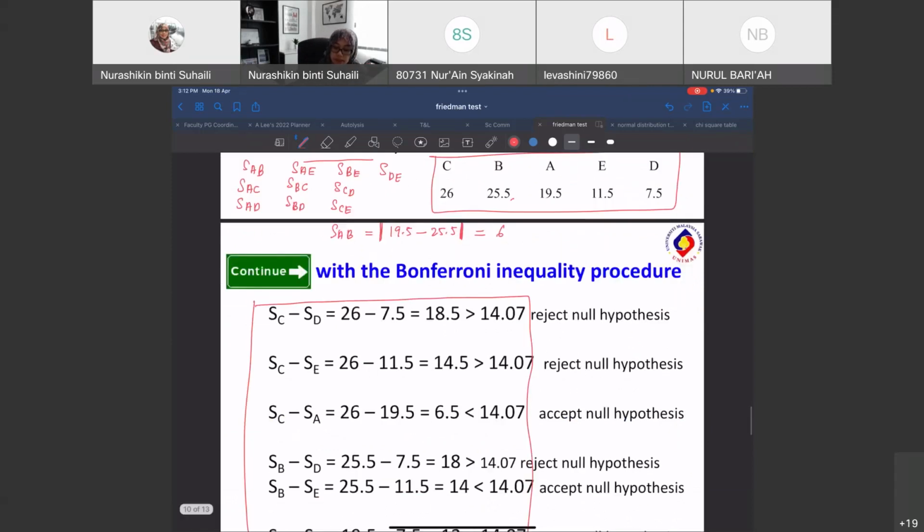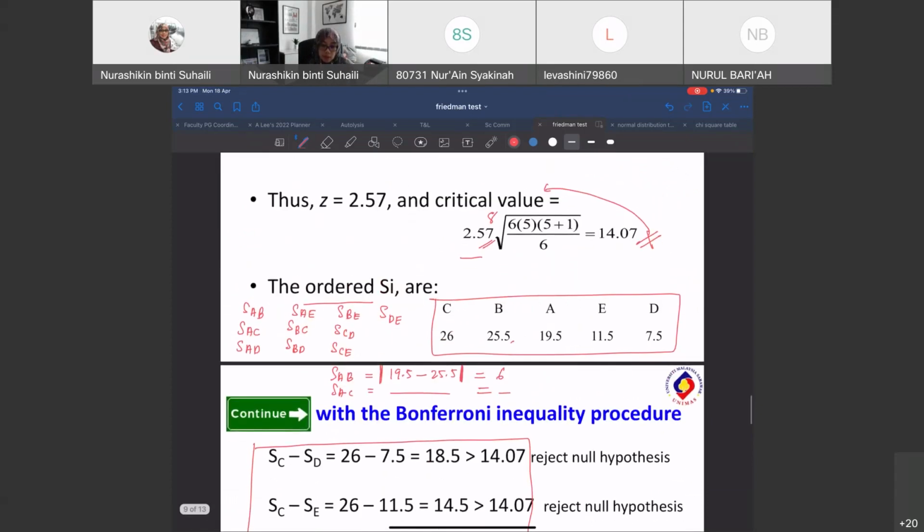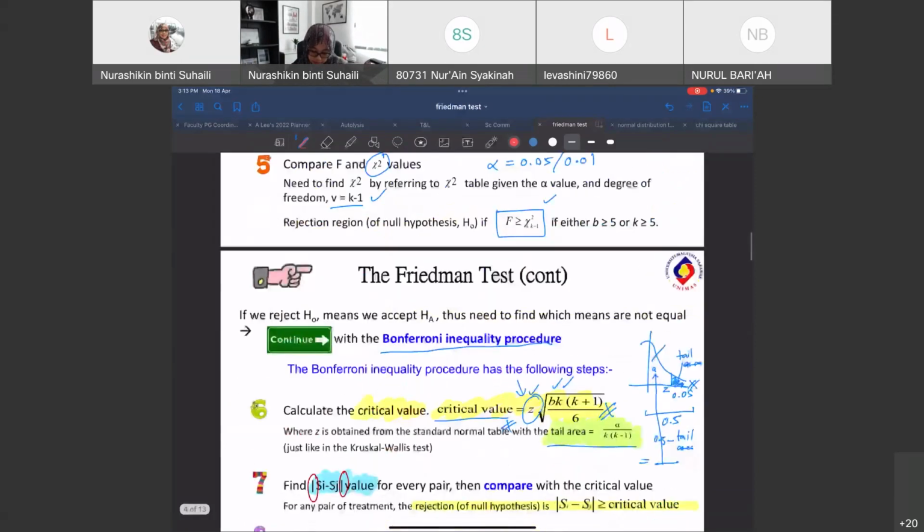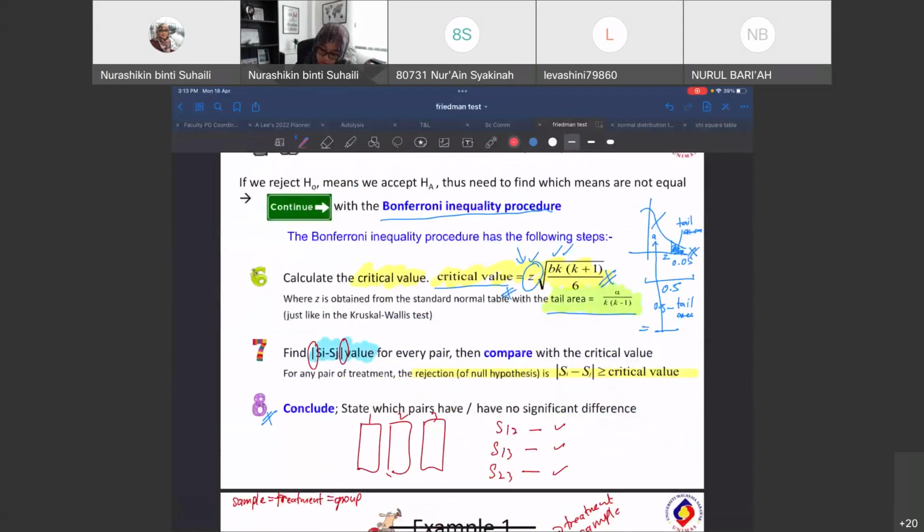Okay, so you list down SAB, SAC, how much, the difference, and this value is the one that you compare with the critical value. So if you refer back to the steps just now, you reject the null hypothesis if the difference of Sij is greater than the critical value.